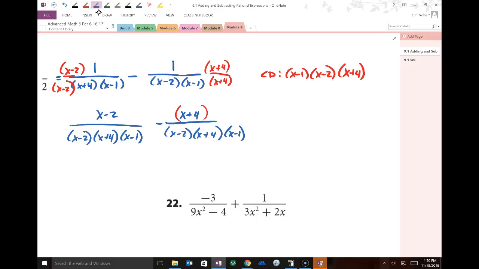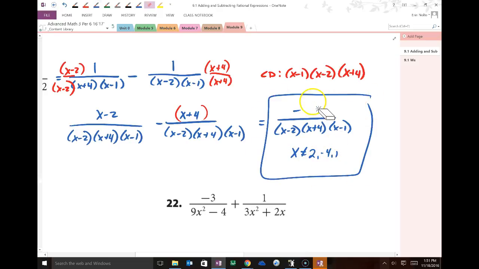So, how many x's do I have? None, right? They go away. What's my constant? Nice, good. Okay, so we get negative 6 over x minus 2, x plus 4, x minus 1. That definitely cannot be simplified. Last thing I have to list, what are the values that x cannot be? 2, negative 4, and 1. How do we feel? Energized? Nope, that's just me.